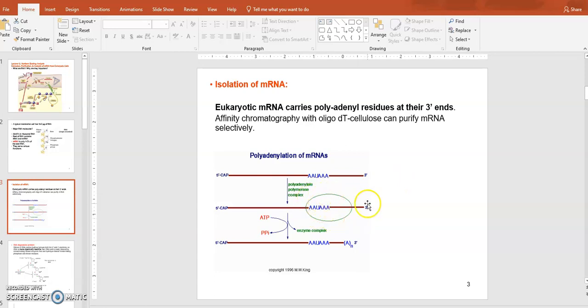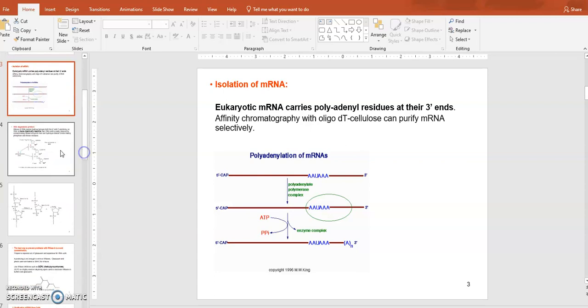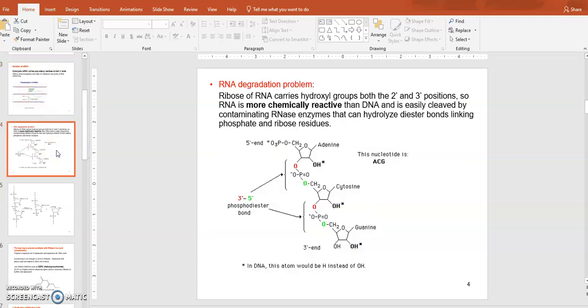So if you think about that, they have a long A tail. You can use that feature when you try to fish out mRNA molecules. If you have a column chromatography that has poly-T nucleotides on it, then it will bind with your mRNA that has poly-A's. So A-T matching will take place. By using that, you can fish out mRNA molecules. So yes, indeed, you can isolate mRNA molecules efficiently if you use that column.